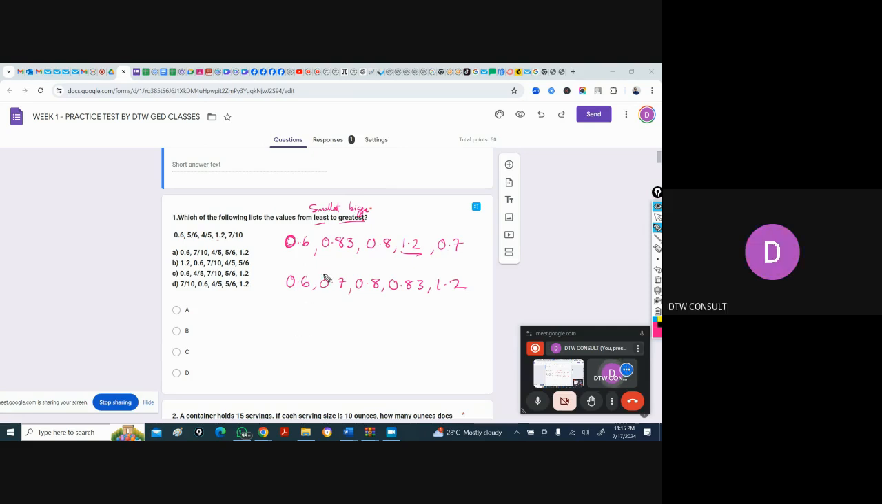Yes. Okay. So this is 0.6. This 0.7 is 7 over 10. So you have to now replace it back to the fraction value. Are you with me? This 0.8 is 4 over 5. And this 0.83 is 5 over 6. Then 1.2. So this will give us what? A. Do you see that? Yes, I get them. It's the correct answer. It's A.